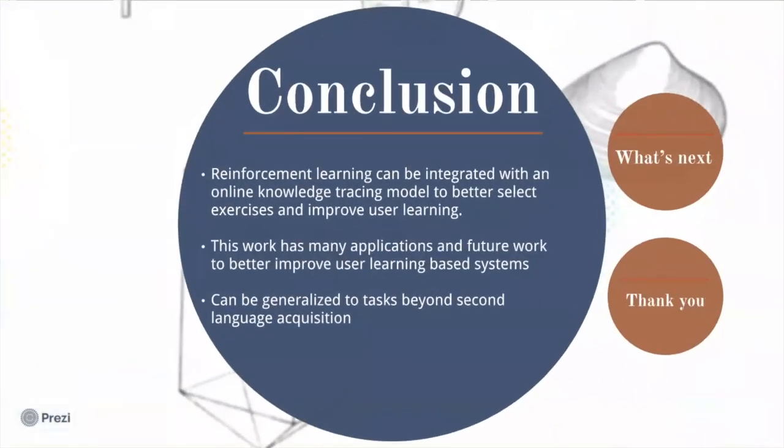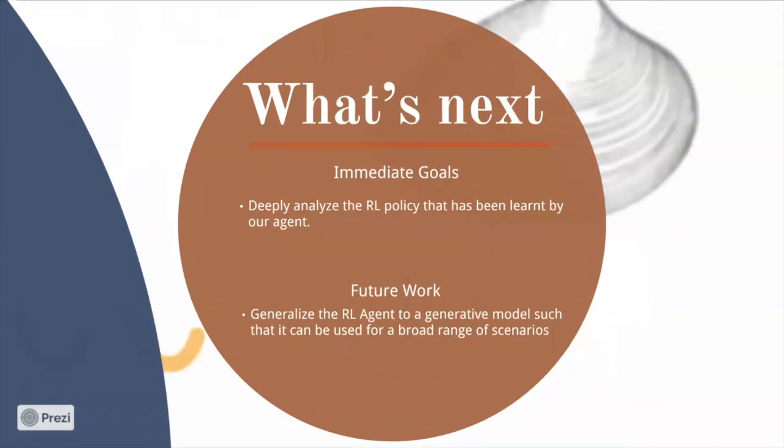Our results demonstrate proof of concept that reinforcement learning can be integrated with an online knowledge tracing model to better select exercises and improve user learning. This type of model can prove useful to any learning task in which the knowledge state of the user can be tracked, beyond just second language acquisition. For our next step, we plan to deeply analyze the policy of our reinforcement learning agent to see if there is more we can learn about what the exercise scheduler has chosen. A notable improvement to our system for future work would be to create a generative model as an abstraction layer on top of the exercise scheduler. A generative model would allow for a more personalized and unique user experience, which could help amplify the learning benefits of the model.